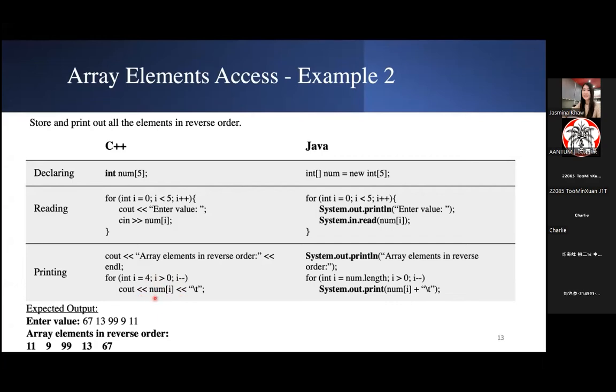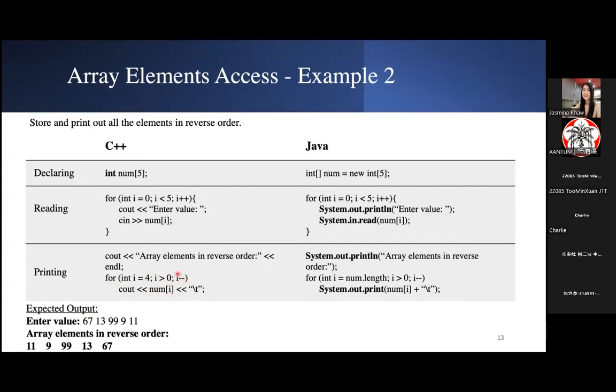So we just display the index number. So num, with the index number of 4, will just display the last value. If the last value that we store is 11, then we will have 11 as the first displayed value. And then we will loop again.